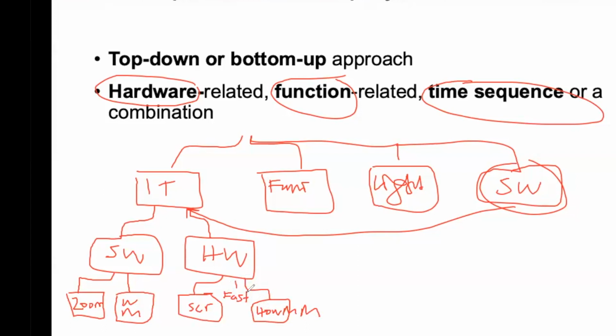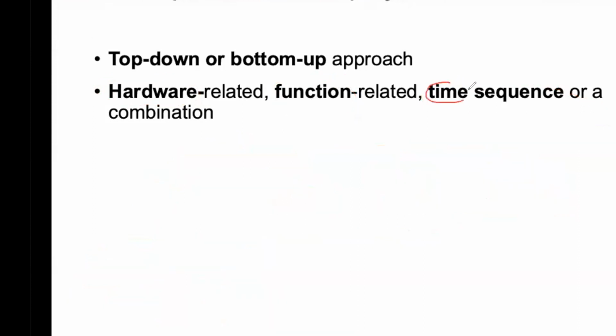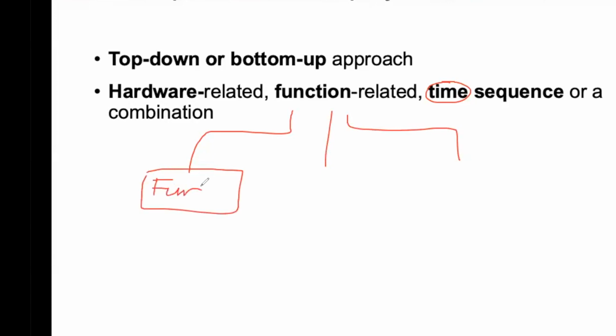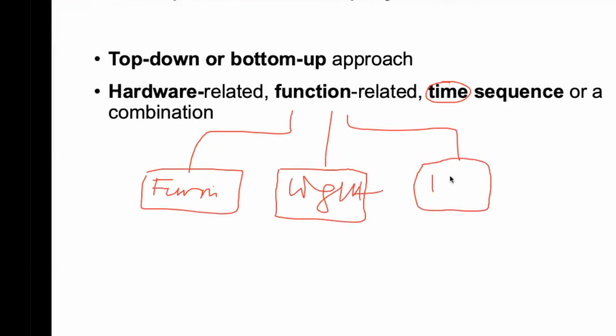So you come down to the lowest level, and then you do this for the furniture as well, lighting, and the software. Okay, so you can do hardware related, or you can do like time sequence, right? And this shows you this. First, I'm gonna do the furniture, right? After furniture, I'm gonna think about the lighting. After lighting, I'm gonna think about IT, right? Now it's time sequential.